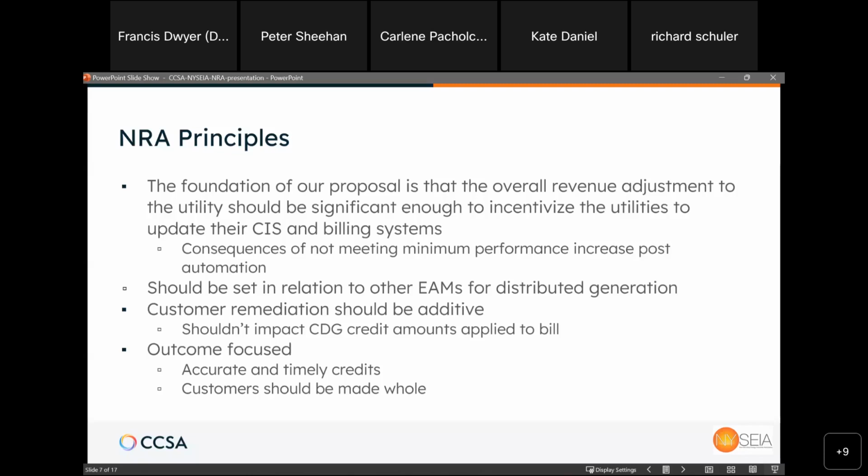We've spoken about remedial bill credits, and it's important that those customer remediation impacts should be additive and that they should not impact the value of CDG credits that customers are able to apply to their bill. And lastly, and we can't emphasize this enough, the metrics and the resulting NRAs should be outcome focused, should result in accurate and timely credits and customers that are made whole.